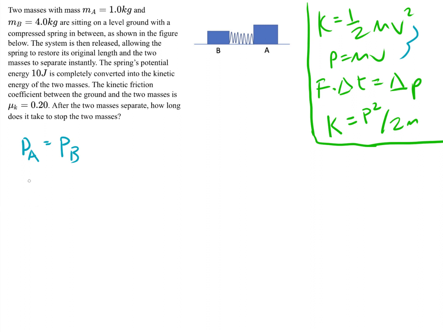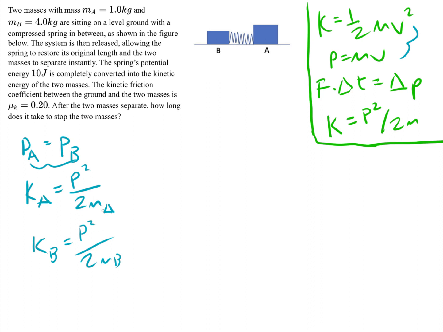So let's figure out the kinetic energy of A. The kinetic energy of A is simply its momentum squared, and I'm not going to write any subscripts for this since we already know that their momentums are equal, divided by 2 times its mass. Same thing for the kinetic energy of B. Sorry, it's P squared.